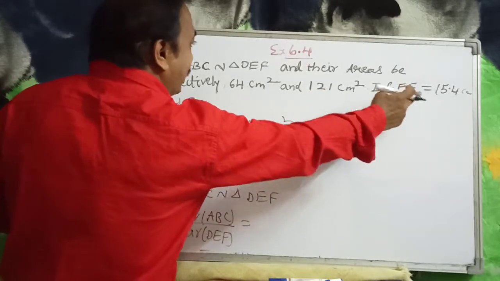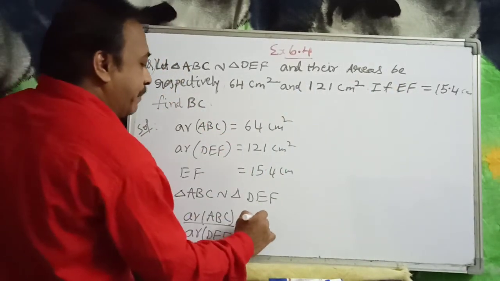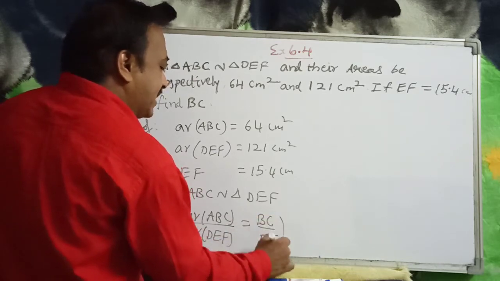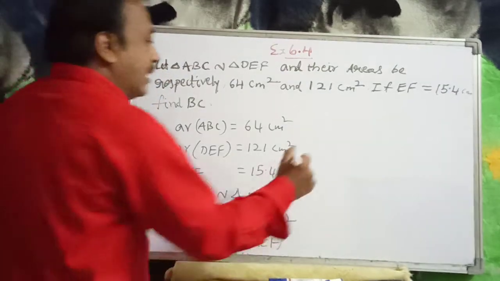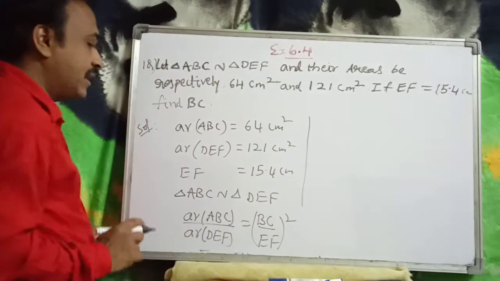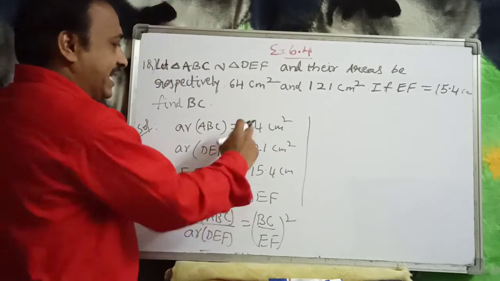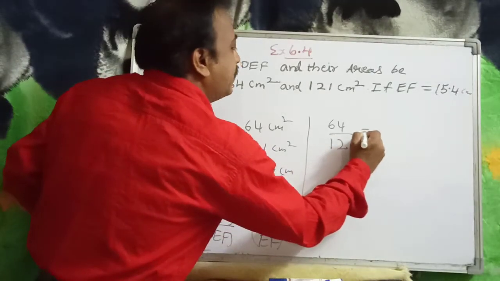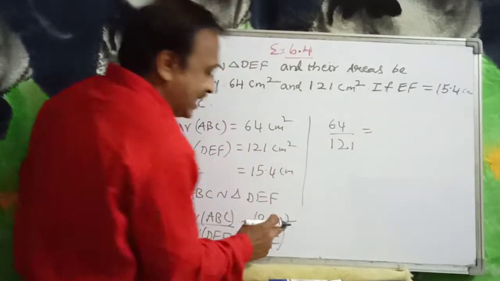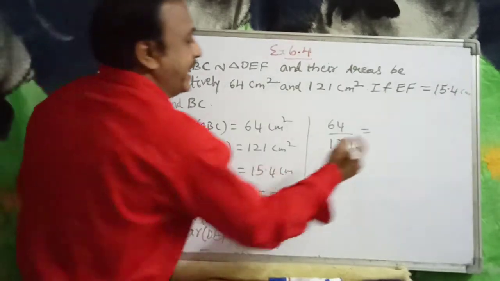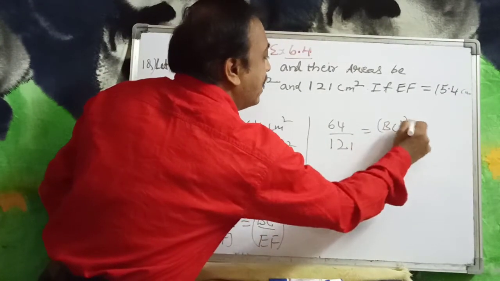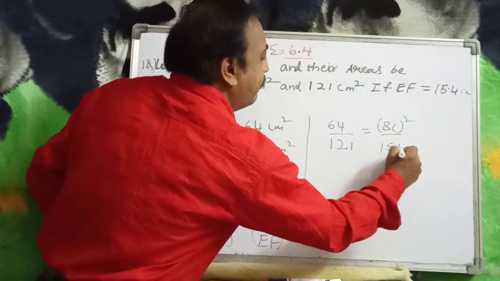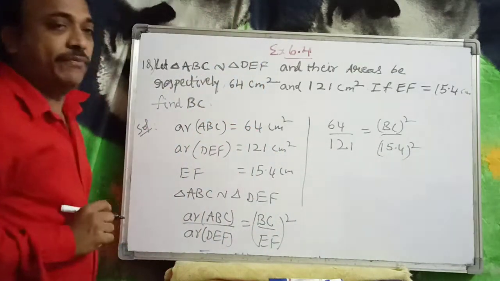He gave that EF is equal to 15.4. We have to find BC. So BC by EF whole square, which is equal to, observe it, area of ABC, 64, by area of DEF, 121. BC square is applicable for the numerator, and EF square for the denominator. So BC square by EF square, where EF value is 15.4 whole square.